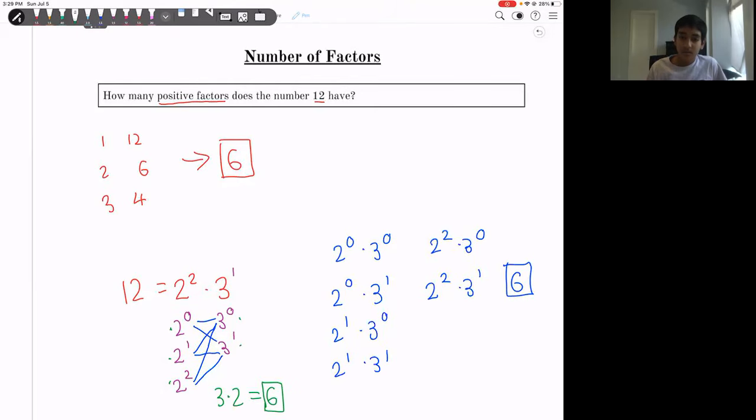How is this easier than using the usual method? I just listed them all out for the purpose of explaining, but we didn't actually have to do all this. You can instead just do three possible factors of 2, 2 to the 0, 2 to the 1, 2 to the 2, and 2 possible factors of 3, 3 to the 0 or 3 to the 1. So really, we didn't have to do all this over there. We can just do 3 times 2, which is 6. Okay. So now we'll move on to the general formula.